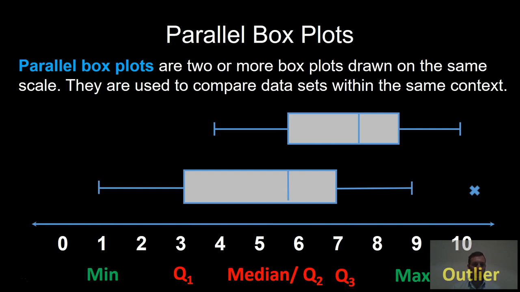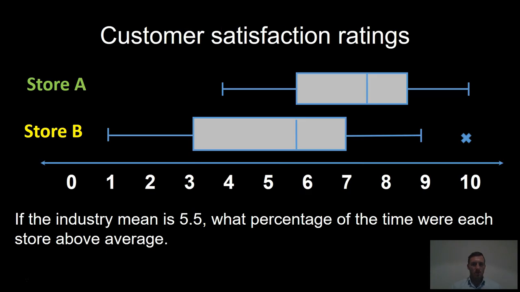Here, all it is is 2 box plots, one above each other. Sometimes they're next to each other vertically, so left and right. You might see that sometimes. But we essentially follow the same process to draw them. Here we have parallel box plots comparing the customer satisfaction rating of 2 large department stores. A customer satisfaction rating is often a leading indicator as to the success or failure of a brand's customer relationships.